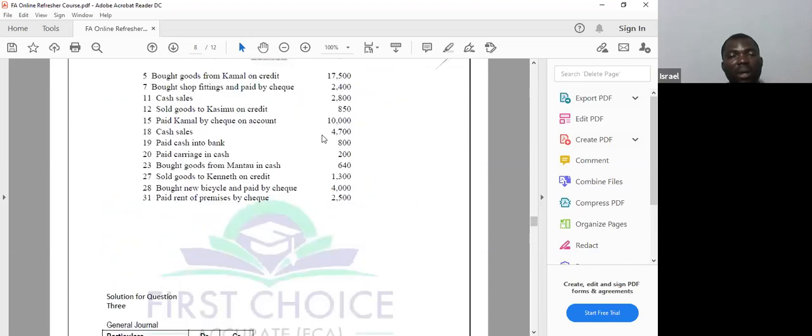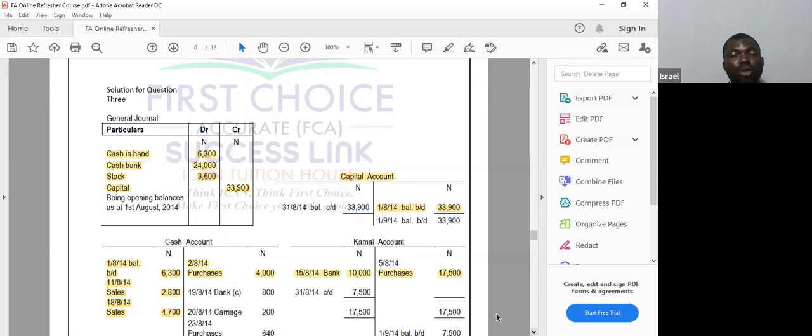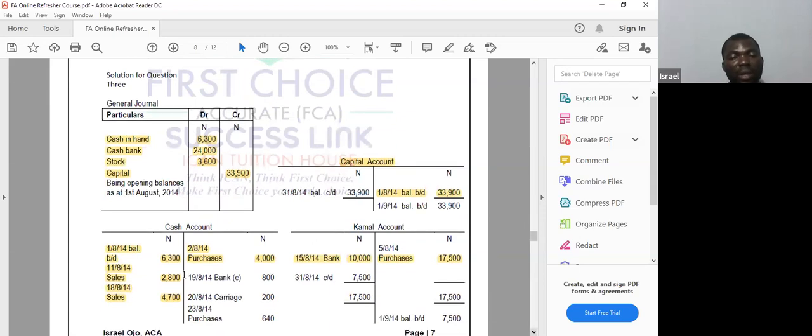We'll talk about the paid cash into bank. Now, paid cash into bank means that the cash that you have on you is getting to a large amount beyond what you expect to have based on your control. So you need to pay them to bank. So paid cash into bank, that's 800. Now who is giving? Cash is the one giving. So you credit cash account. And who is receiving? Bank is the one receiving. So you debit bank account.